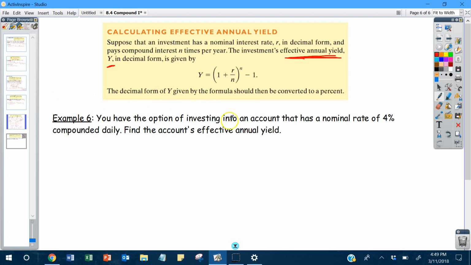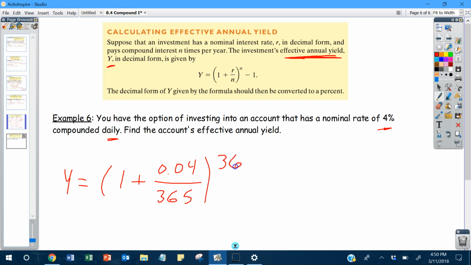So here you have an option of investing into an account that has a nominal rate of 4% compounded daily. And it says find the account's effective annual yield. So we're going to go ahead and do that. If it's compounded daily, let's put the rate up here. We could just think of N as being 365. Sometimes you'll see that 365 change a little bit for various reasons. For example, maybe it doesn't earn anything over certain holidays or things like that. But anyway, we'll just use 365 to be theoretical.